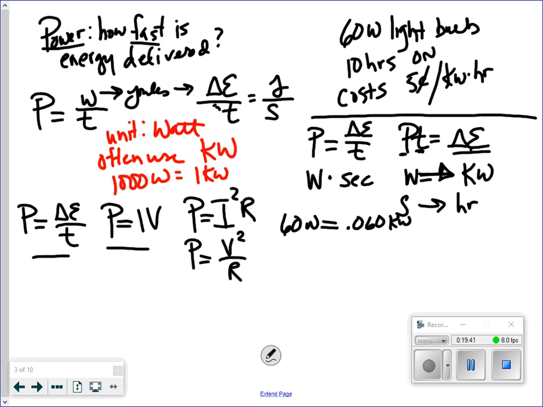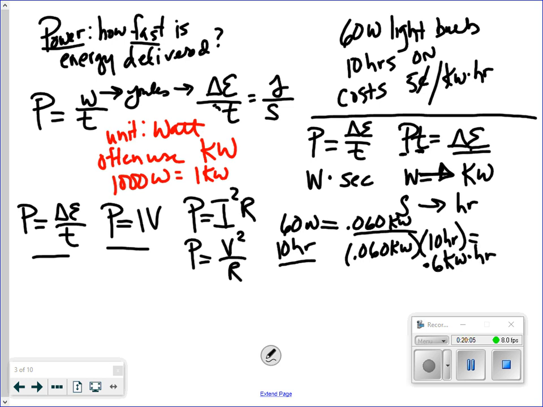So I did that. Next, I've got 10 hours. So what I'm going to do is multiply those two together, right? Because power times time gives me energy. So I'm going to say, okay, 0.060 kilowatts multiplied by 10 hours. Well, I just moved the decimal place again, so I get 0.6 kilowatt hours.